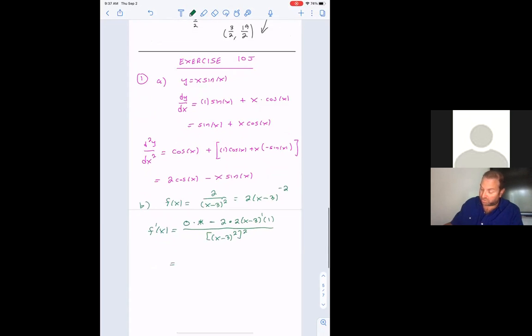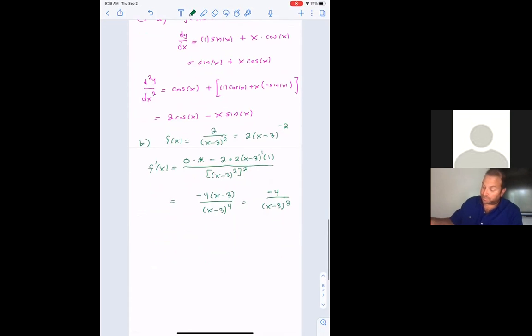So what do we get? 0 times whatever is 0 minus, so I have negative 4 times (x minus 3) over (x minus 3) to the 4th, or negative 4 over (x minus 3) cubed. 1 from the top cancels with 1 from the bottom. I'm going to rewrite this as negative 4 (x minus 3) to the negative 3.